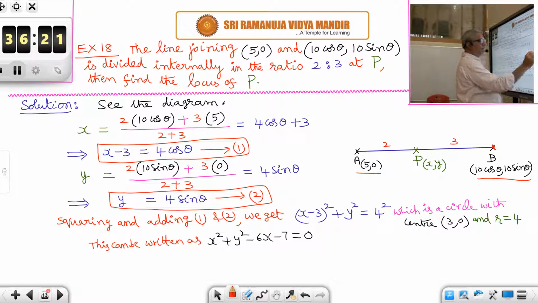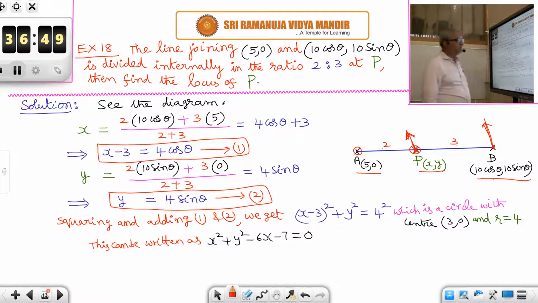Therefore, the point which divides the line segment AB in the ratio 2:3 internally also will be moving, because this point is moving as theta changes. This point is fixed. Therefore, the point dividing the line segment AB internally also moves. So what is the locus of P? On which curve does it travel? What is the equation of that curve?